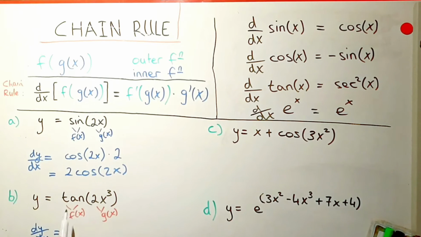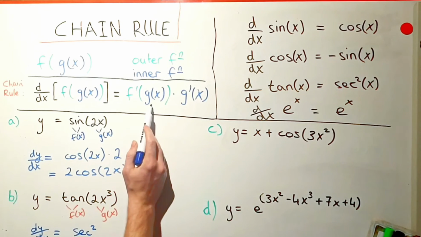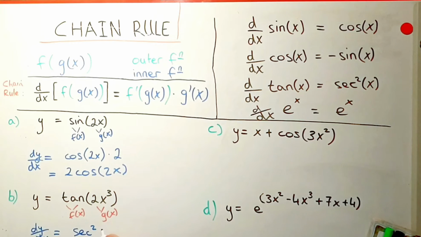So we have tan, so we have to differentiate tan. And again, from the top right hand side, we can see that tan differentiated is sec squared. So we write down sec squared. But remember, we're told that the argument, the g of x, stays the same. So this g of x stays as 2x cubed.